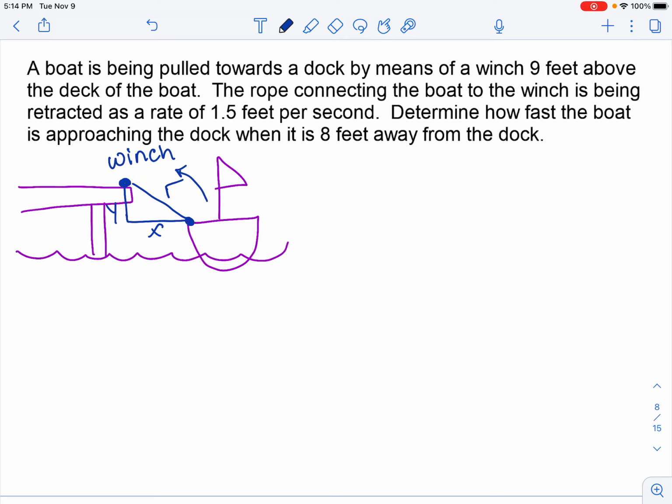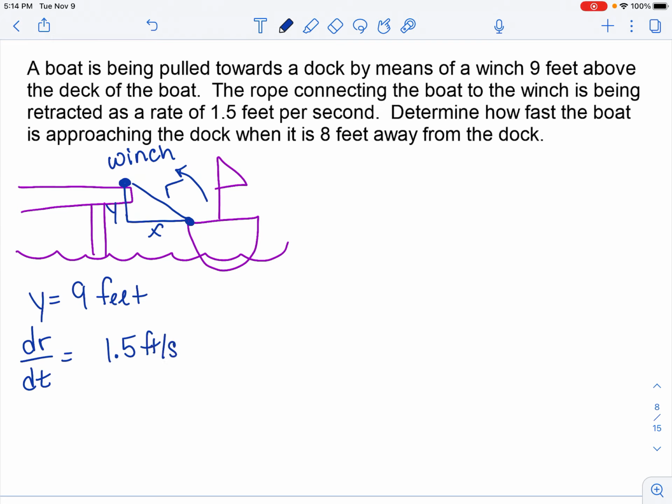All right, so let's go back and read and write down what we think we know. A boat is being pulled towards the dock by means of a winch 9 feet above the deck of the boat. So that means y is equal to 9 feet. We're going to assume that that height stays the same, even though we know that waves would make it go up and down. But let's just assume it's calm water. The rope connecting the boat to the winch is being retracted at a rate of dr/dt of 1.5 feet per second.